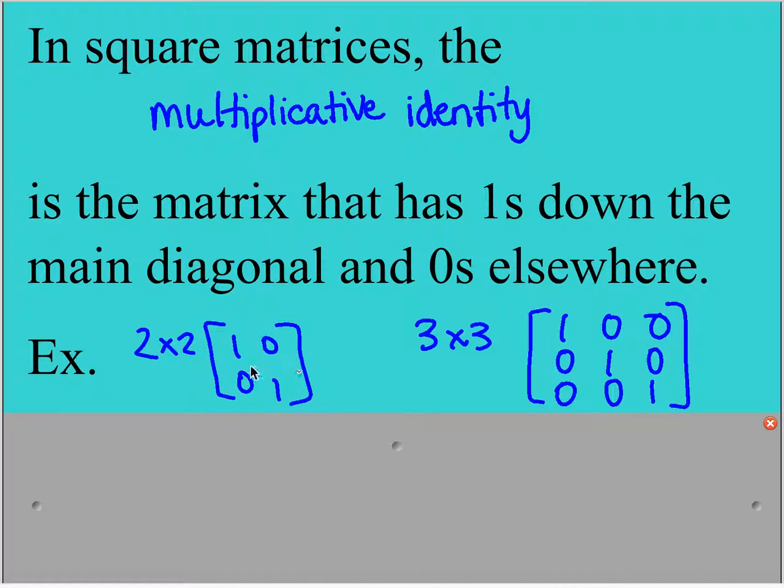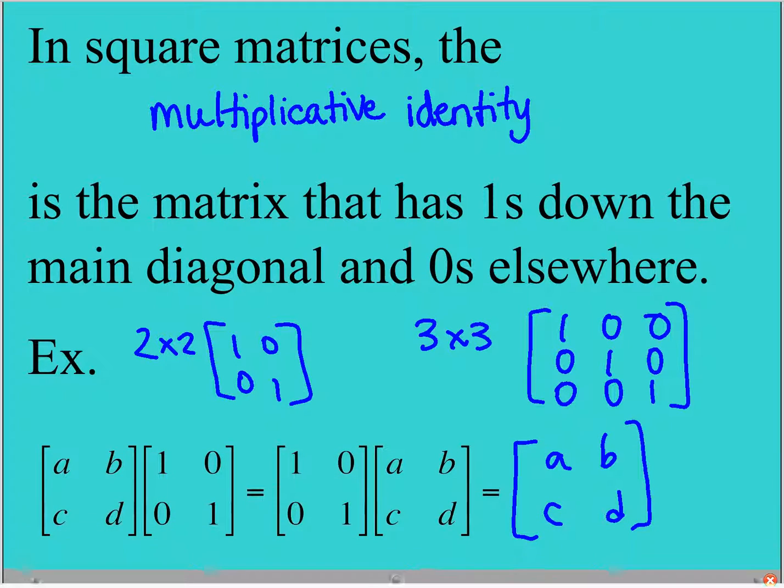If you were to take a 2 by 2 matrix and multiply it by this 1, 0, 0, 1, you would end up just getting the same matrix. Same thing with a 3 by 3. If you multiplied this multiplicative identity with a 3 by 3 matrix, you would just end up with that same matrix. Here's an example of multiplying by the multiplicative identity. It just gives you whatever matrix you are using.